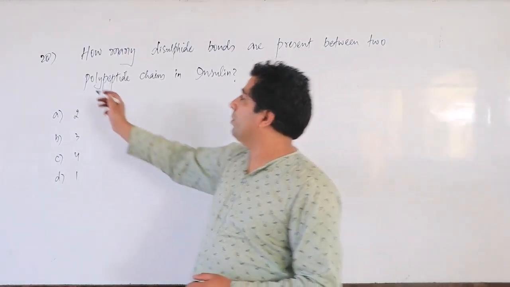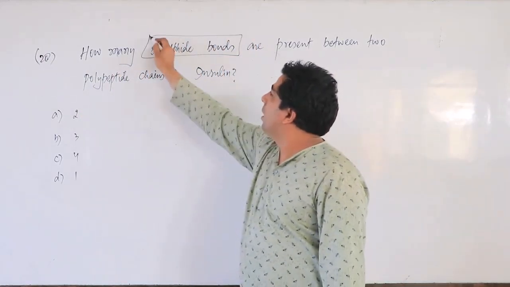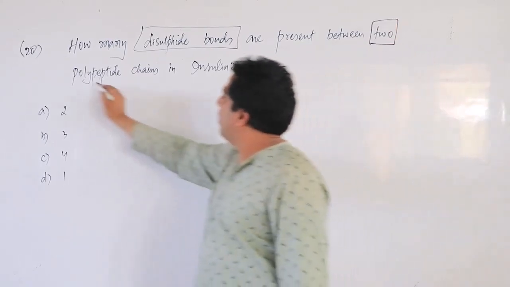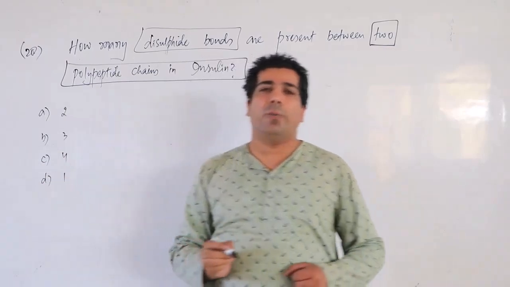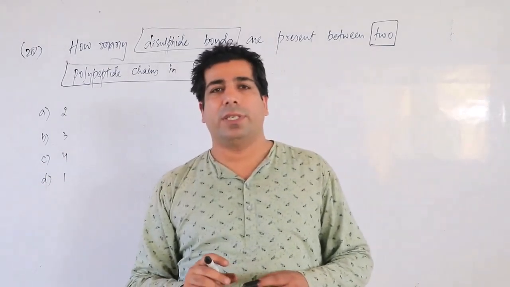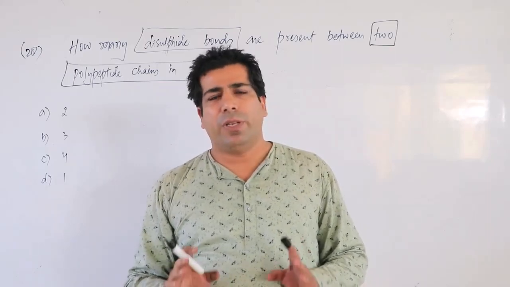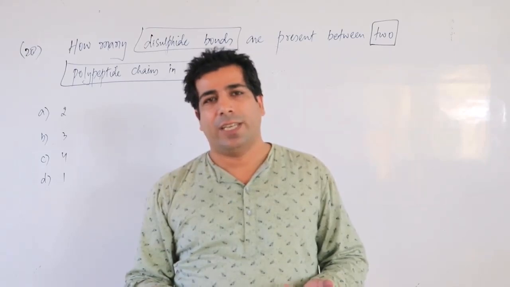Let's have a look at question number 28. How many disulfide bonds are present between two polypeptide chains in insulin? So you have to tell how many disulfide bonds are present between two polypeptide chains in insulin. Between two polypeptide chains we have two disulfide bonds, correct? So let's have a look.